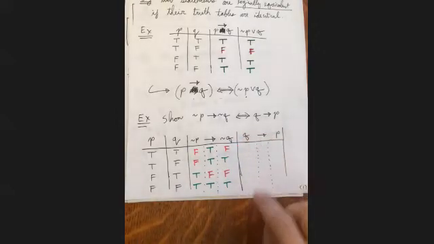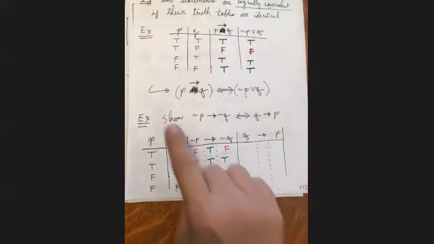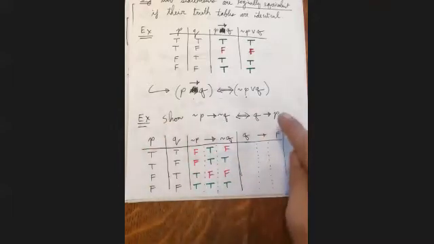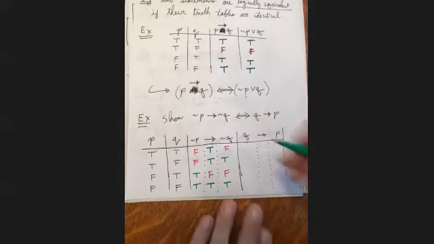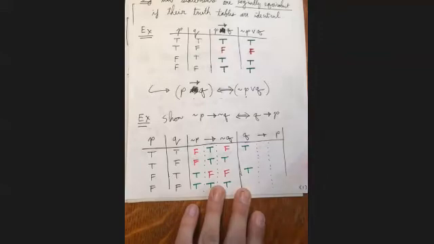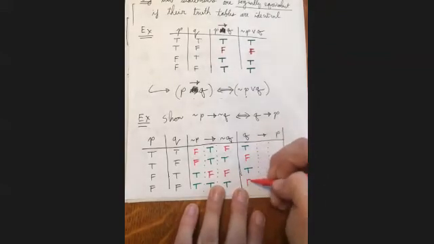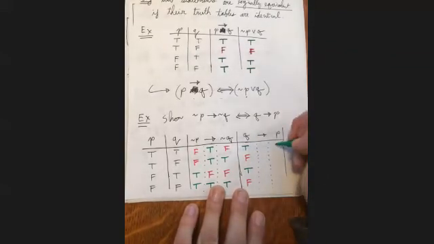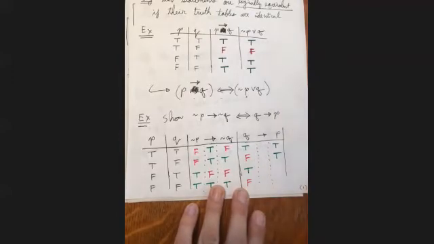Okay, now we're going to look at this column. And here we have Q and P, which we already have the values for here, so we don't really need to fill them in here, but we could if we wanted to. So that was true, true, false, false. And then this one was true, true, false, false.